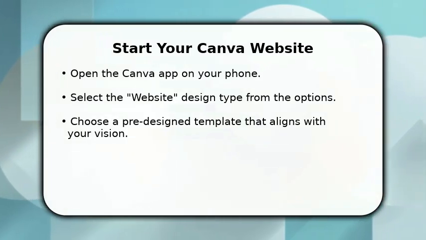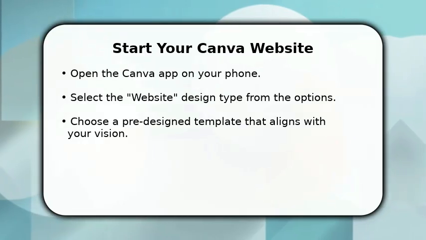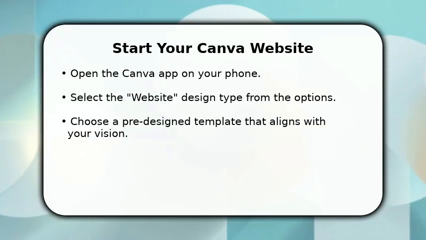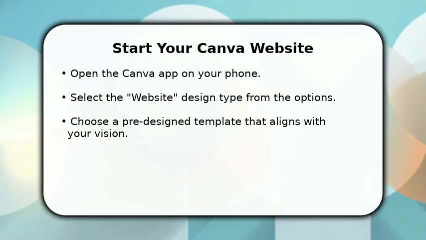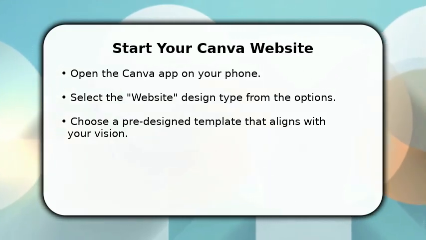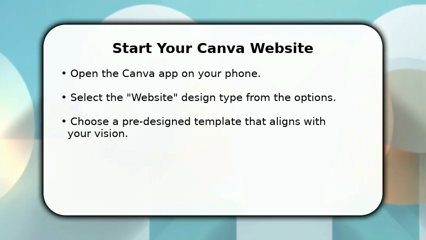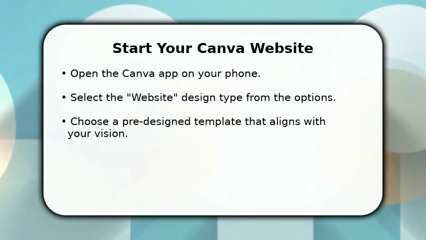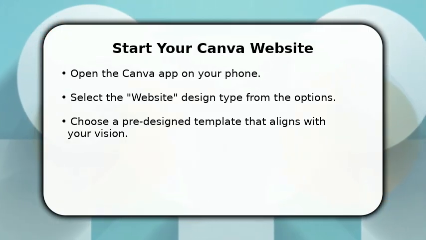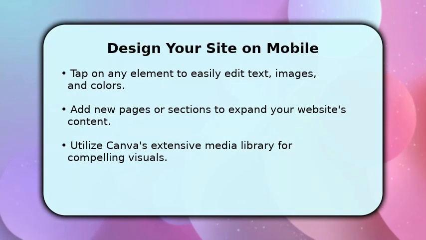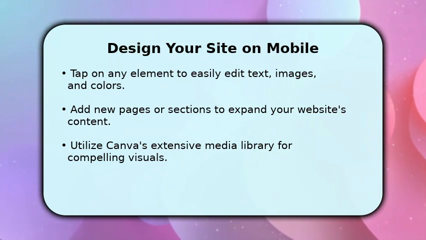First, open the Canva app on your mobile device. Once inside, navigate to the website design type. You'll find many options, so scroll through and select a template that best suits your project. This initial step is crucial for setting the foundation of your site, giving you a professional starting point without needing any design experience.